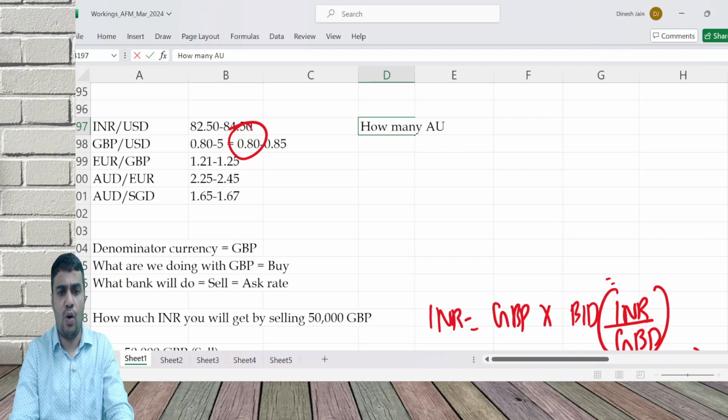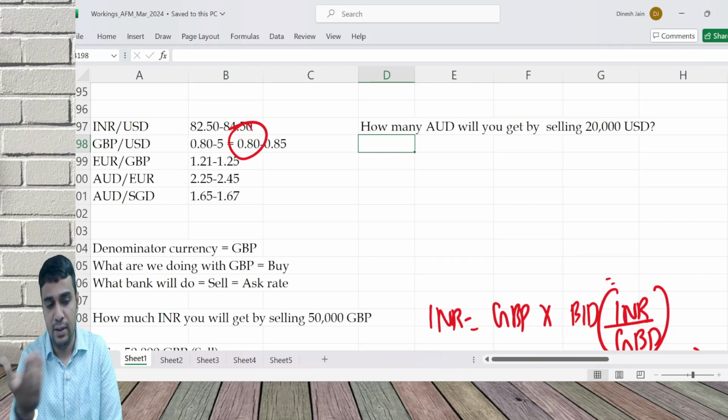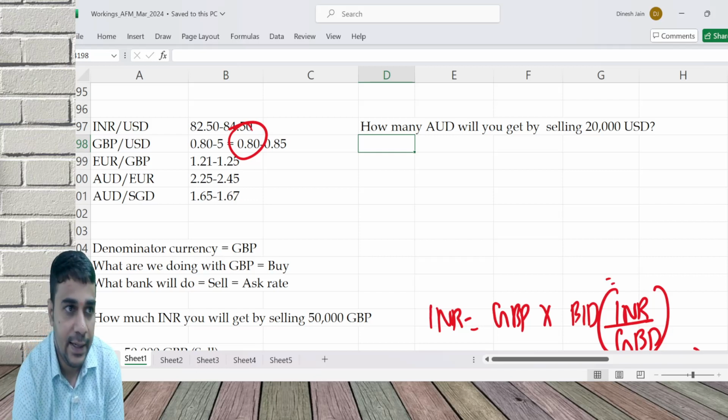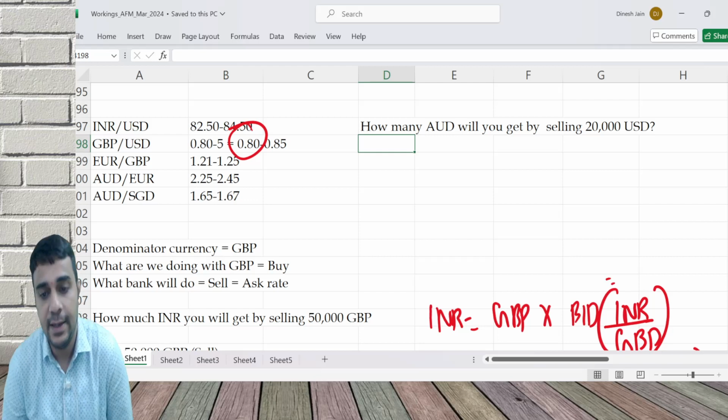How many Australian dollars will you get by selling 20,000 US dollars? When you expand, if there is some error in the question, that is, I may not have given all the quotes. If something is an error, I will change it and then give it to you. But this is my question as of now. How many Australian dollars will you get by selling 20,000 USD?